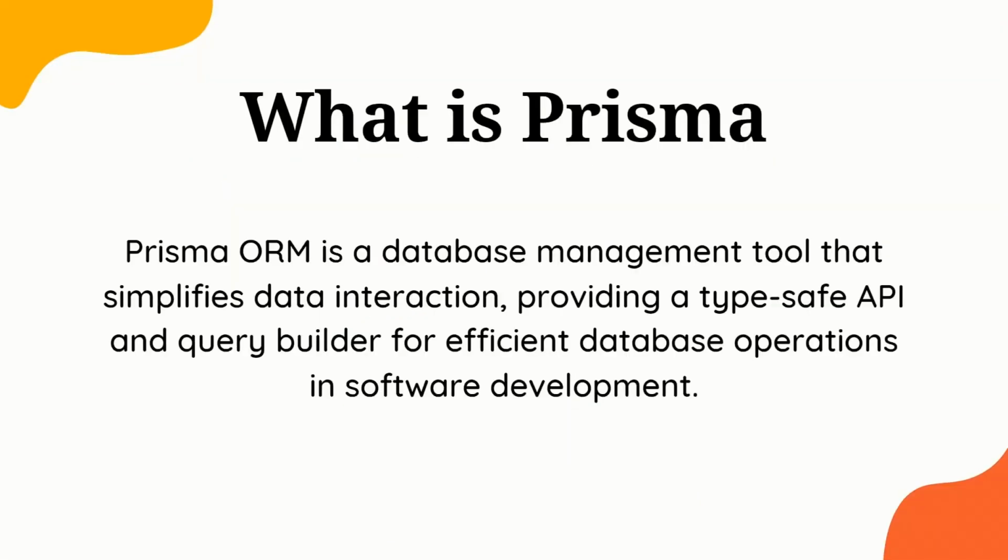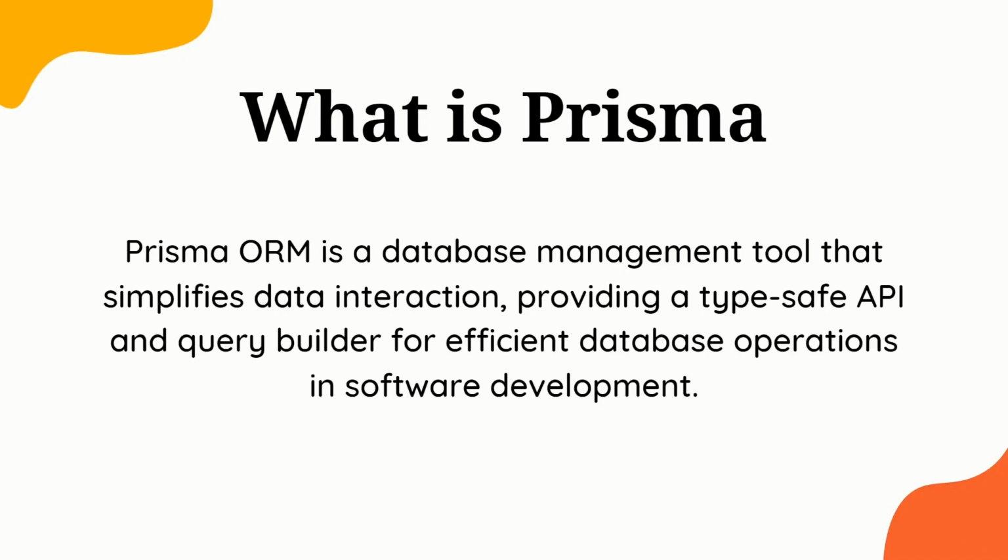So Prisma ORM is a database management tool that simplifies your data interaction, providing a type-safe API and query builder for efficient data operations in software development. So what exactly is all this about? It works with your database. Firstly, you integrate your database URL with Prisma, and then it gets connected to your database. And after that, it creates some models of your database. So it creates some models, which can be collections as well in your MongoDB.